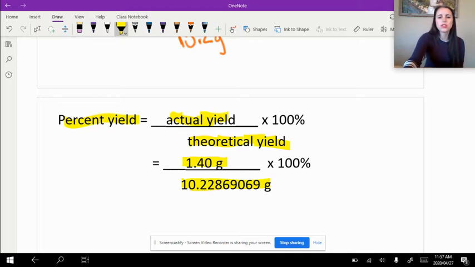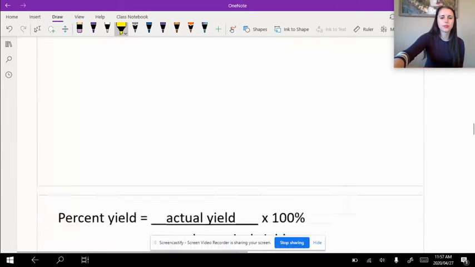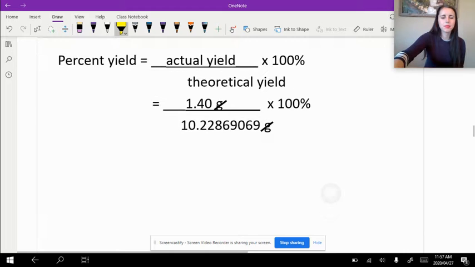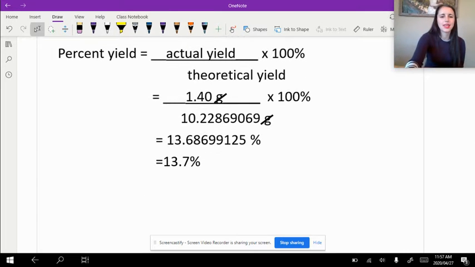The last thing we want to do is multiply by 100. Why are we multiplying by 100? Because again, we're looking for percent. So 1.4 divided by 10.2 is going to give you a decimal. We don't want to express this in decimals. We want to express this in percents. So that's where I'm multiplying by 100. If I plug that all into my calculator, I'm going to find that I get this grand number here.